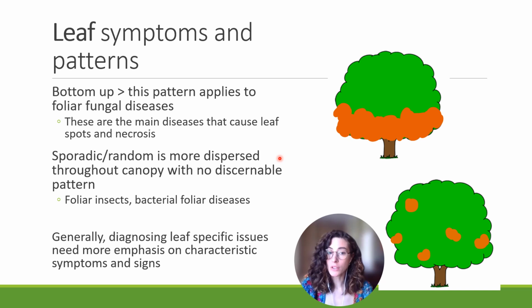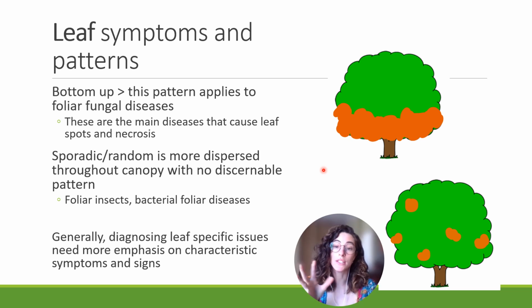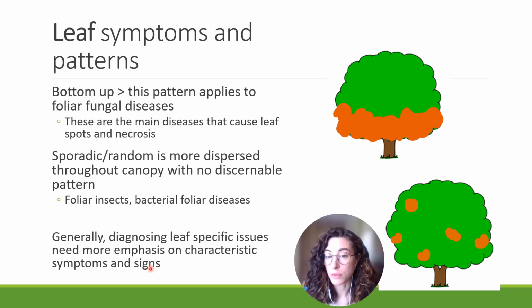Typically, though, I will note that whenever you are diagnosing just leaf issues, not whole branch problems or whole tree problems, you really want to also focus in on the type of leaf spot you're looking at, the color of it. Is it showing up on the margins? Is it showing up closer to the veins? As well as characteristic signs should be present. So I'll show you a couple images of some symptoms of foliar problems.